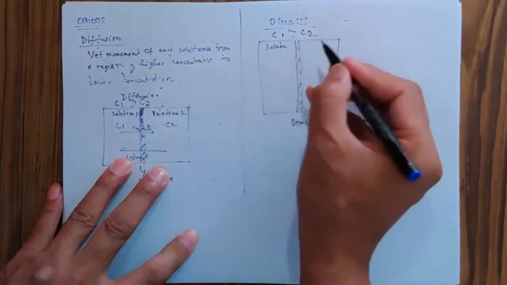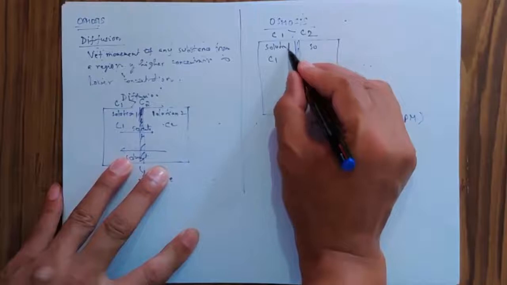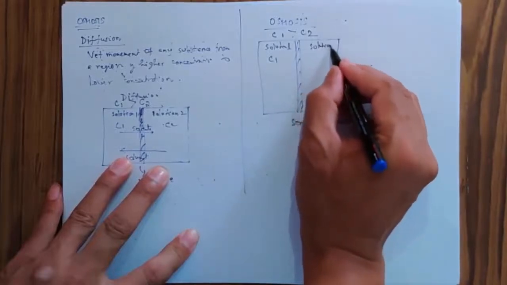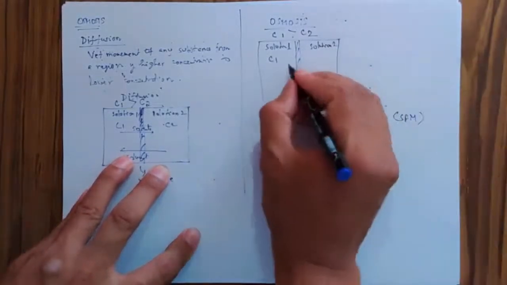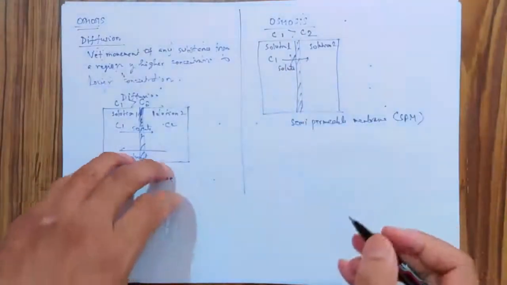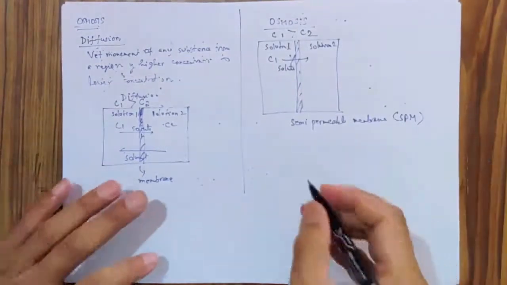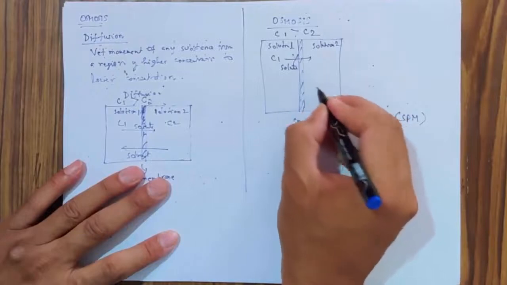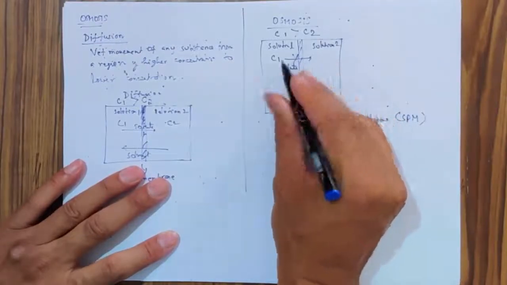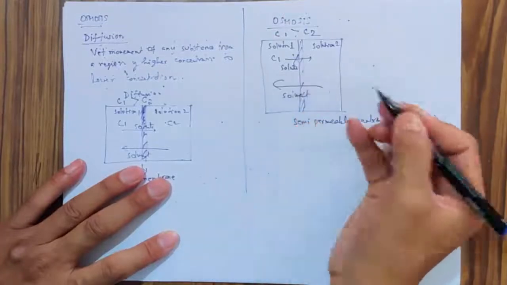Okay, from C1 to C2, the solute cannot go through the semi-permeable membrane. Solute, okay, transfer of solute is not allowed. But whereas from solution 2 to solution 1, solvent can go.